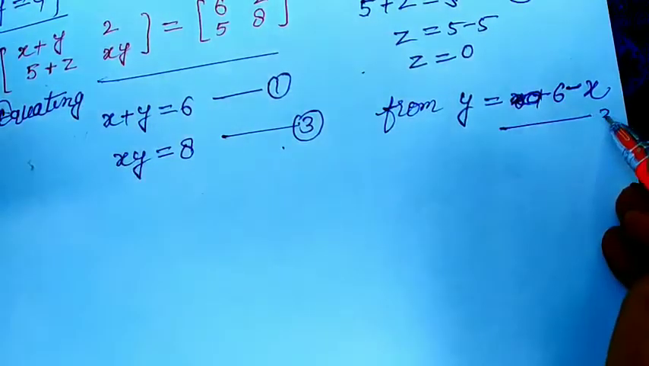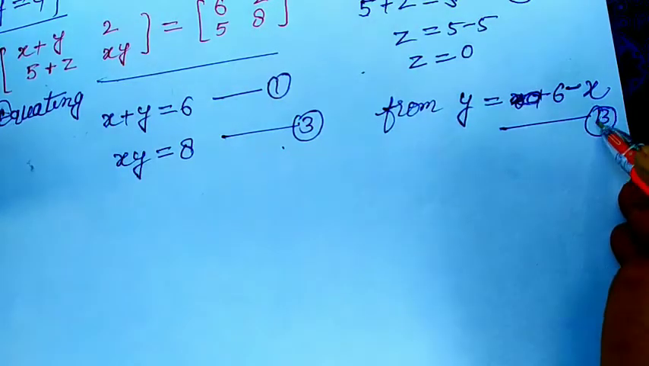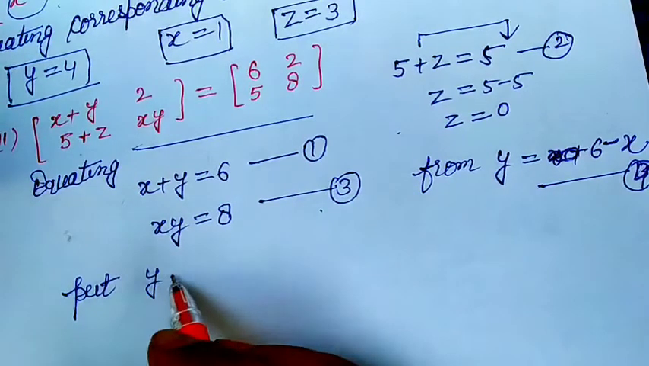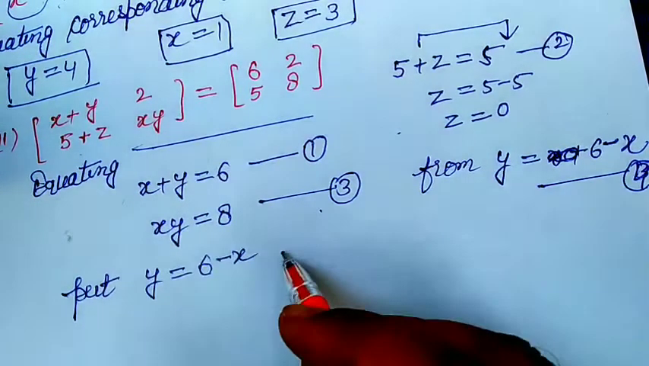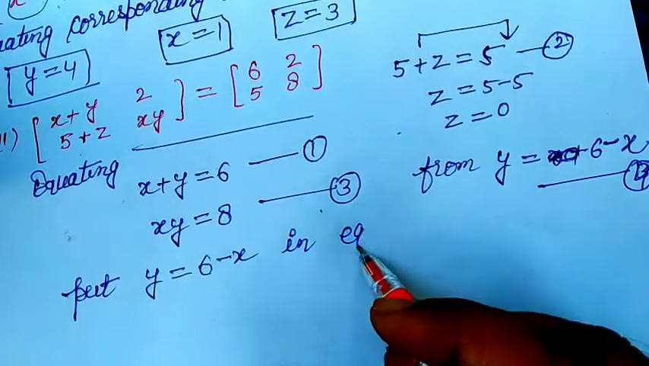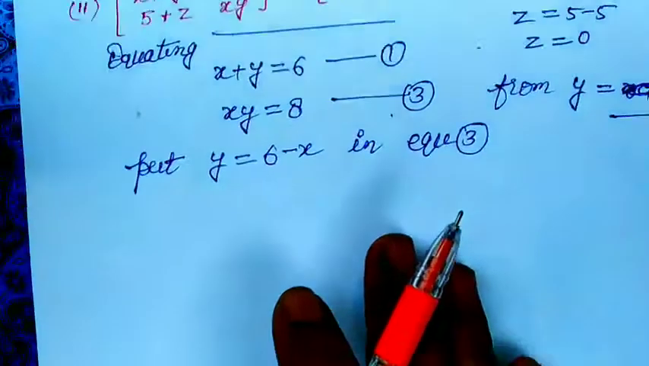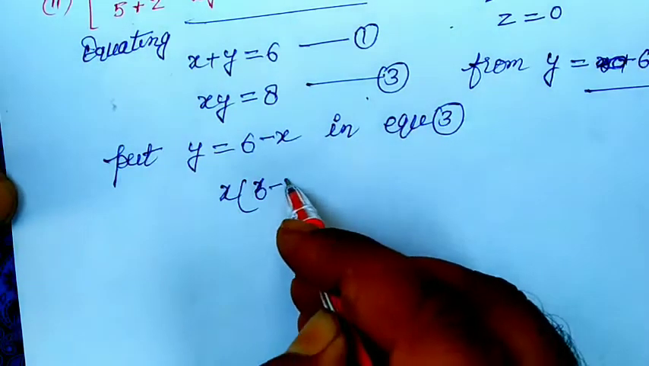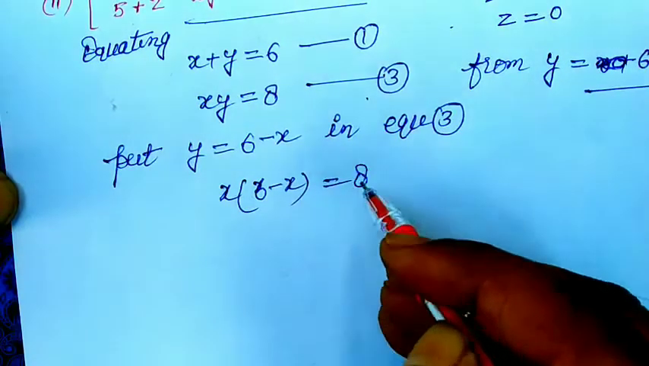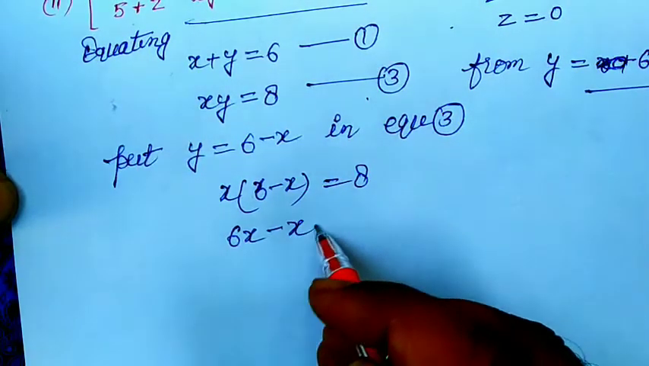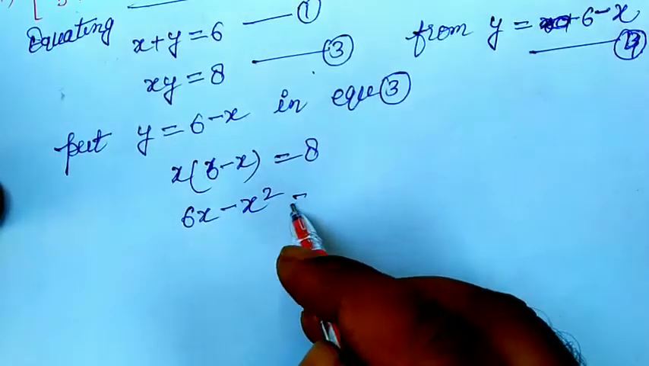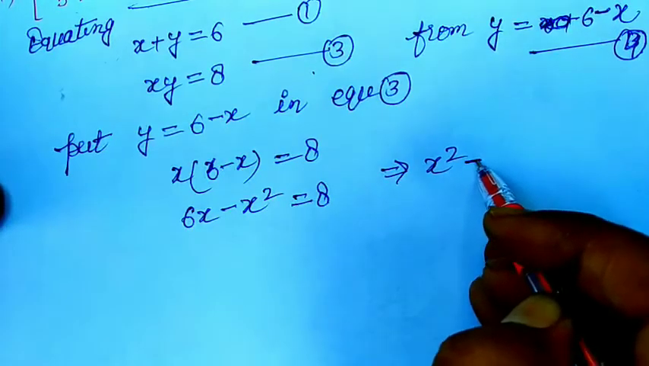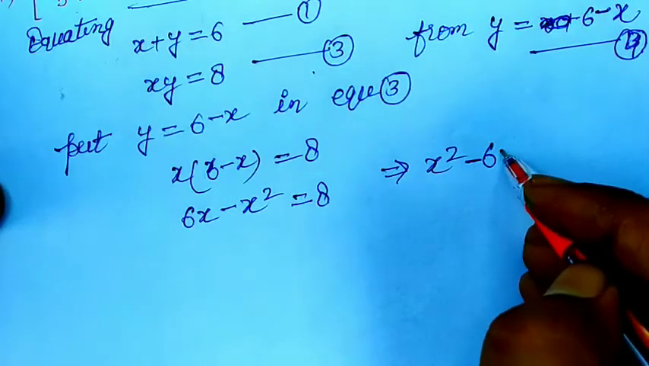We put it in equation third here. Now put y equals 6 minus x in equation third. So what will we get? We will get here x(6 minus x) equals 8. 6x minus x squared equals 8. We have got a quadratic equation here, isn't it?